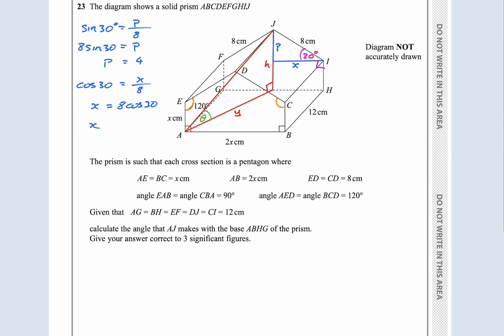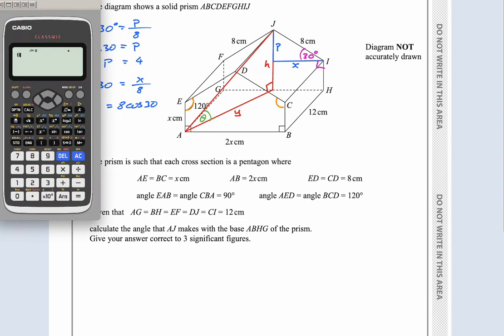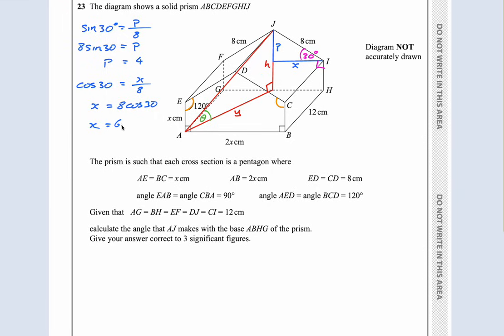X is equal to, what is 8 times cos 30, 4 root 3. Let's just put it as a decimal, guys. 6.928. So this is 6.928. Okay, so now I have X and I have P. So the height, okay, this is good.